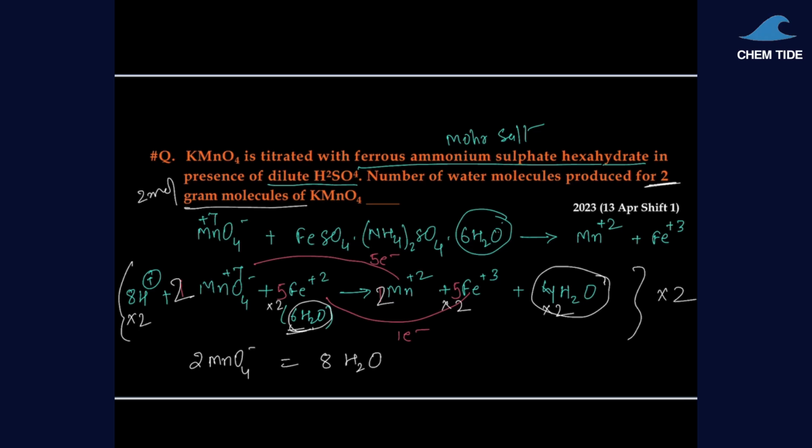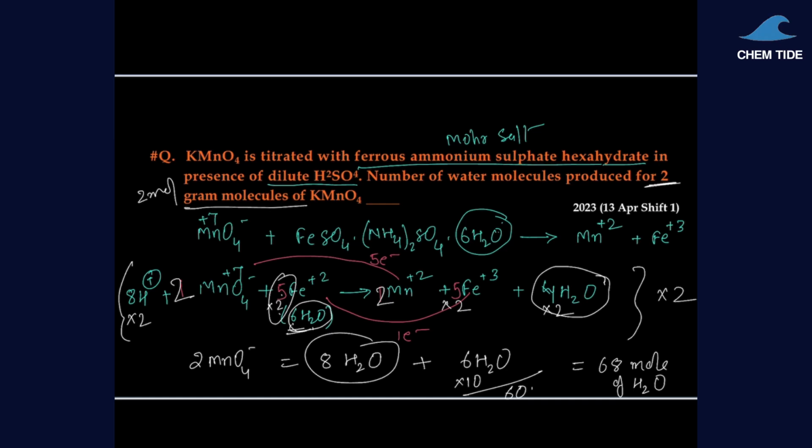So 6 is already there, and this is also multiplied by 5 to make 10. Okay. So we had 6 molecules of water here and 5 times 2, that is 10, also we are using. So the total becomes 60 and this is 8. So the total answer is 68 moles of water can come out during this reaction. So that's the answer, 68.